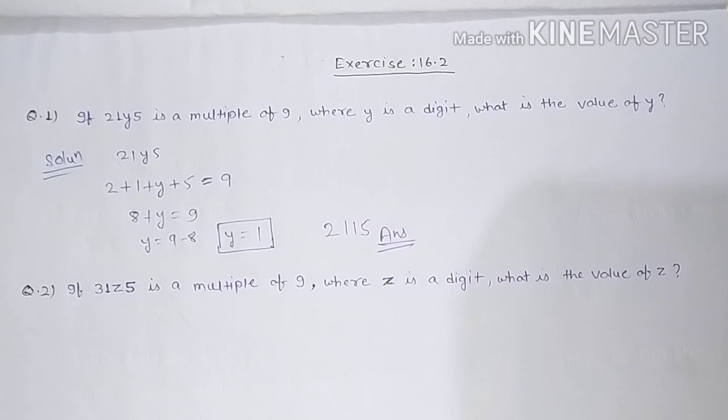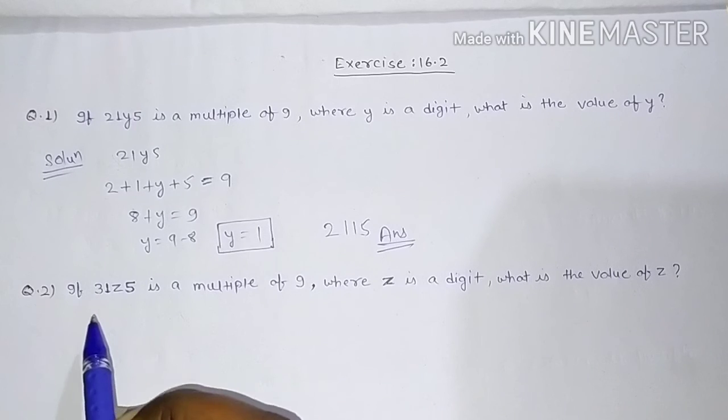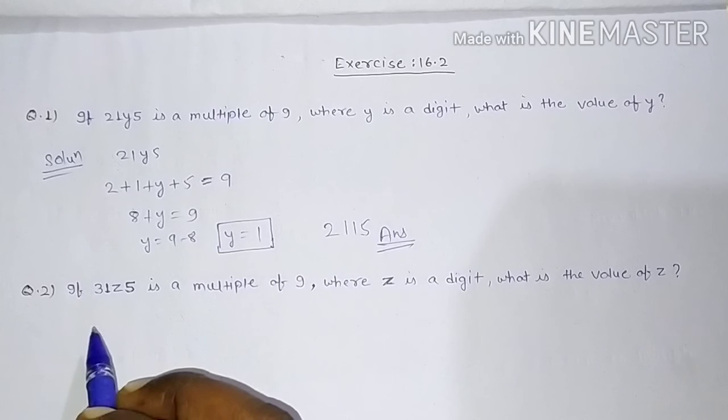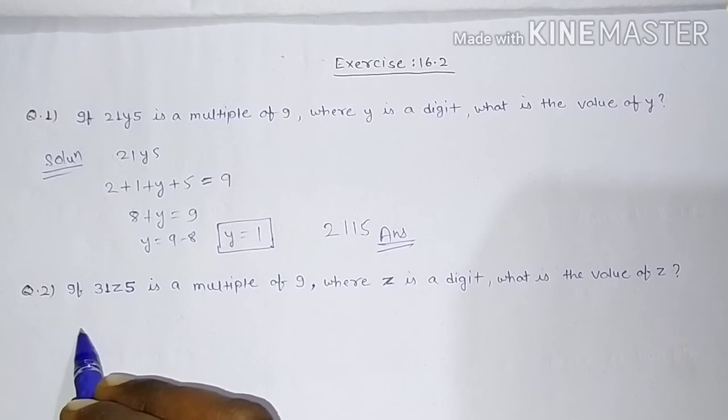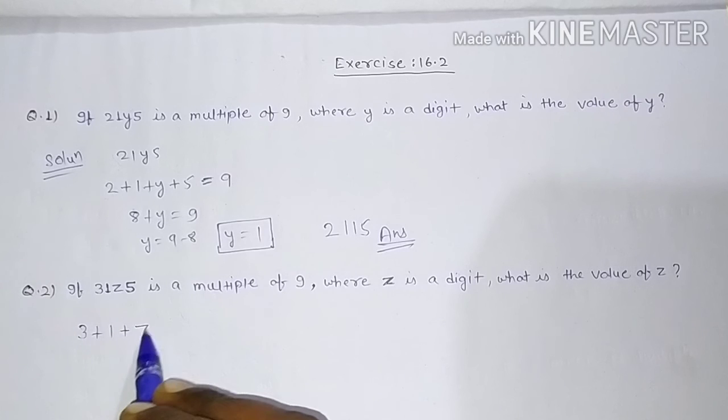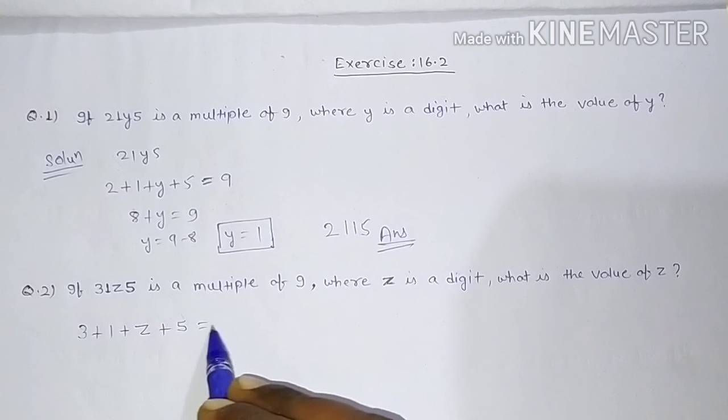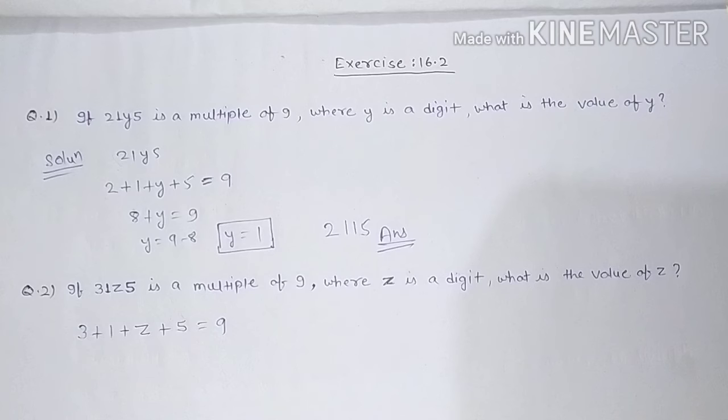Similarly, question number 2. If 3 1 z 5 is a multiple of 9, where z is a digit, what is the value of z? Again, the sum of digits of the number will be 9. So this will be 3 plus 1 plus z plus 5 equals 9. The sum of digits of the number equals 9. It must be solved.